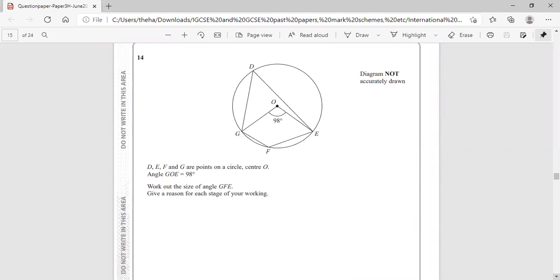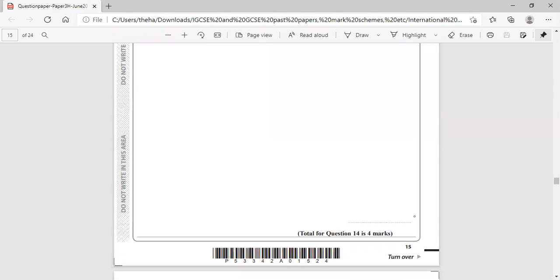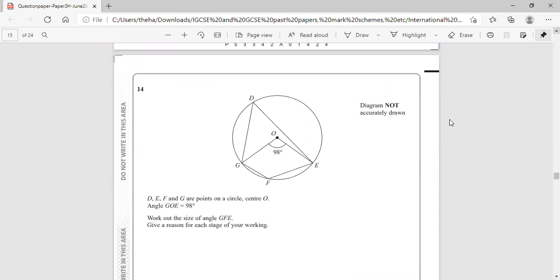D, E, F, and G are points on a circle center O. Angle GOE equals 98 degrees. Work out the size of angle GFE. Give a reason for each stage of your working. So this is quite simple. There are two steps here because this is worth 4 marks: 2 marks for doing the steps, and then 2 marks for giving reasons why.